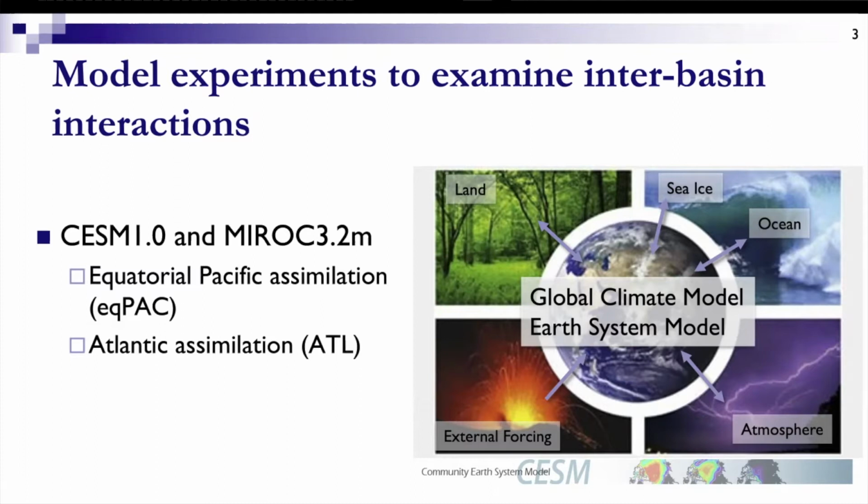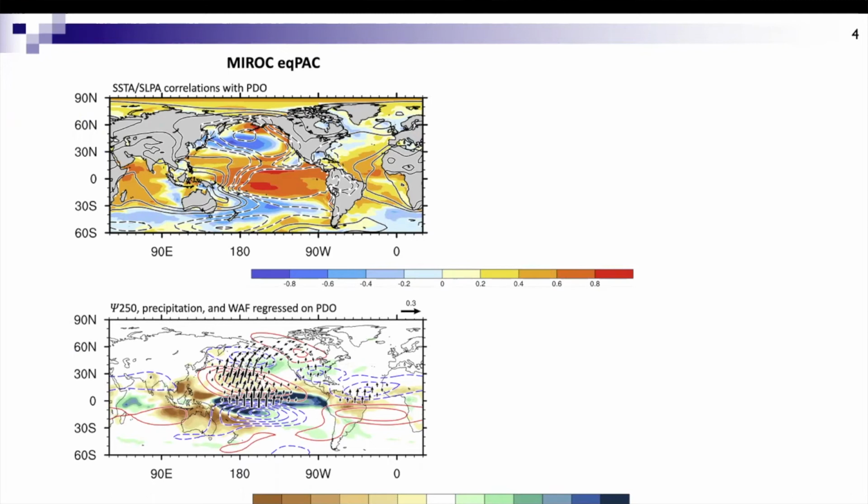So first, let's look at the remote forcing from the equatorial Pacific. On top, I show correlation plots of sea surface temperature and sea level pressure anomalies 5 months leading the PDO in our equatorial Pacific experiment. The bottom plot shows precipitation in colors, upper tropospheric stream functions in contours, and wave activity flux in arrows.